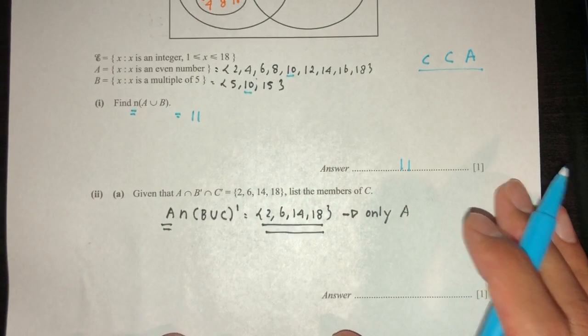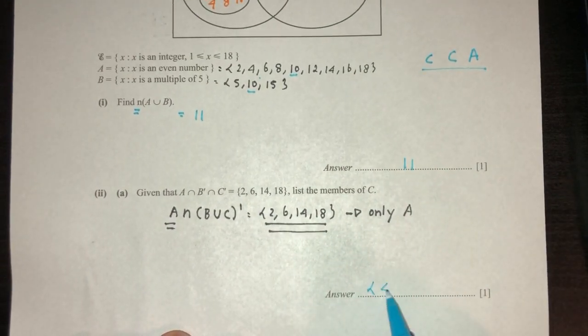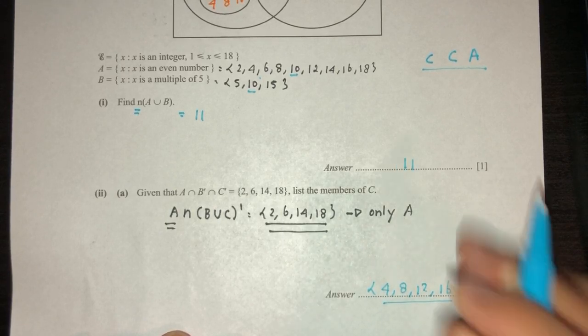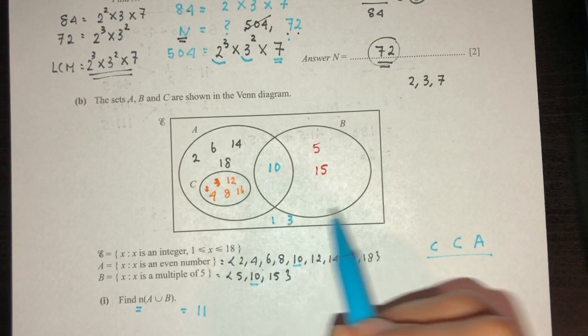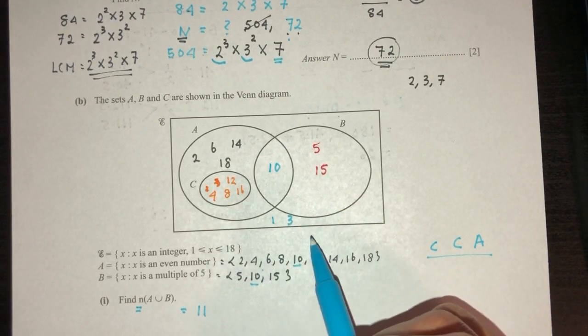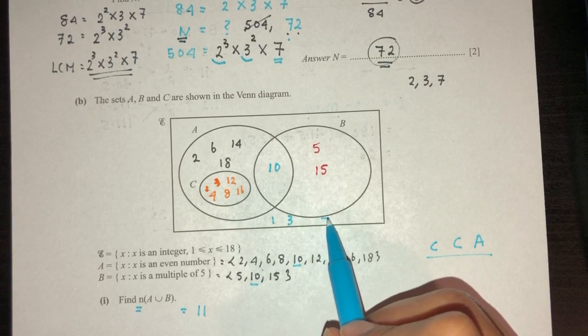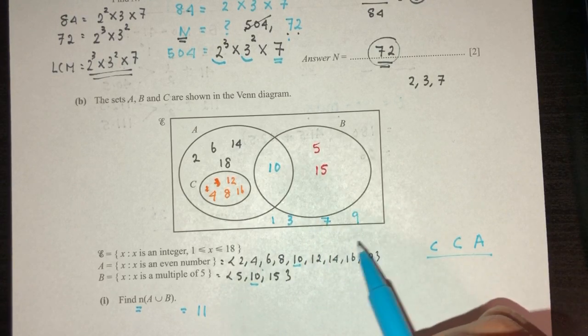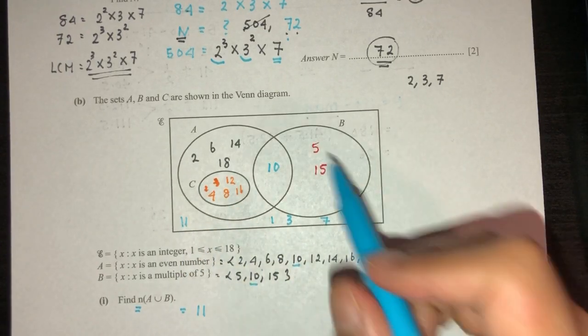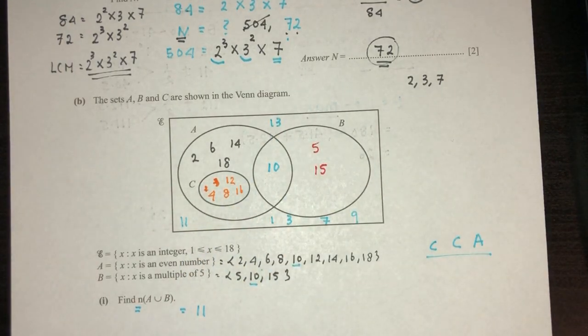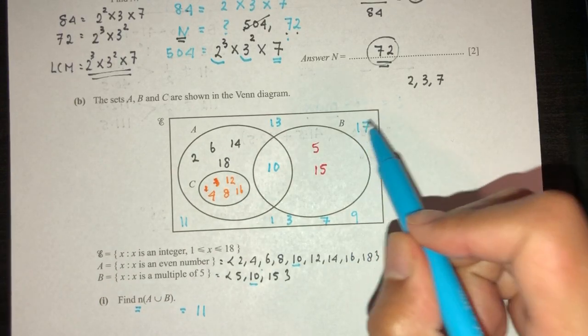So let's write this down. It will be a set of 4, 8, 12, and 16. And the rest will be outside. For example, 1 will be outside. 3, 4, 5, 6, 7, 8, 9, 10, 11, 12, 13, 14, 15, 17. So these values will be outside.